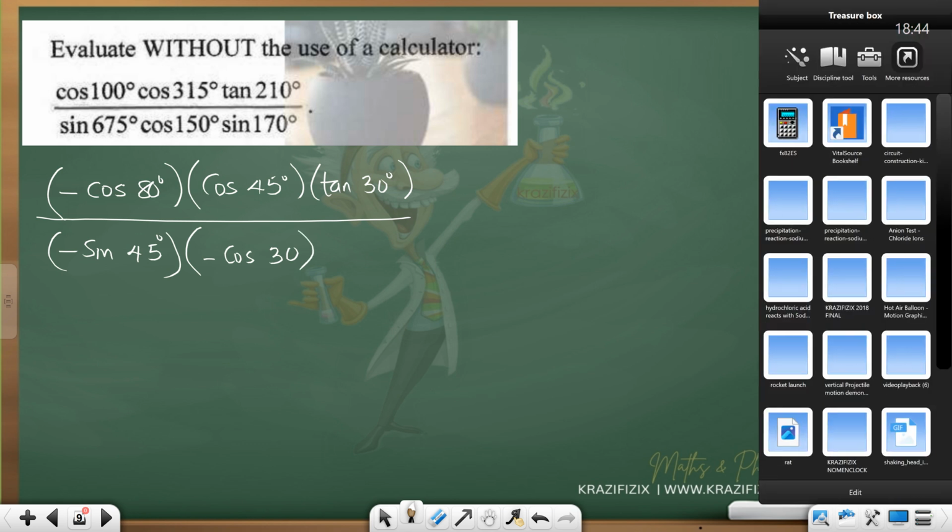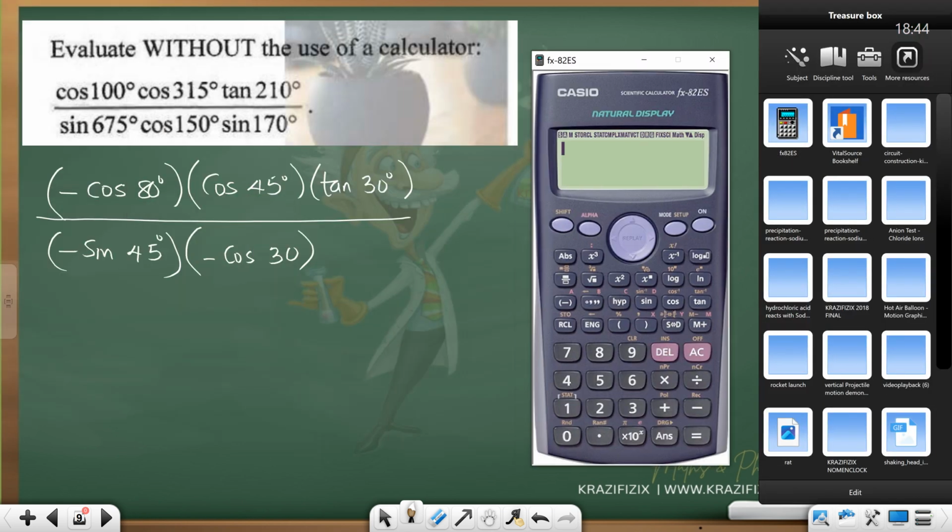Sine 170. You got to be smart like that. Sine 170. Reverse it. Shift, sine, answer. 10.